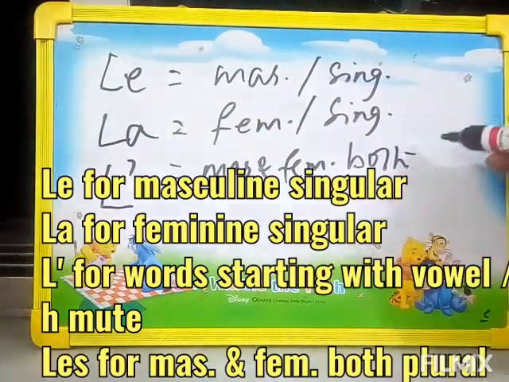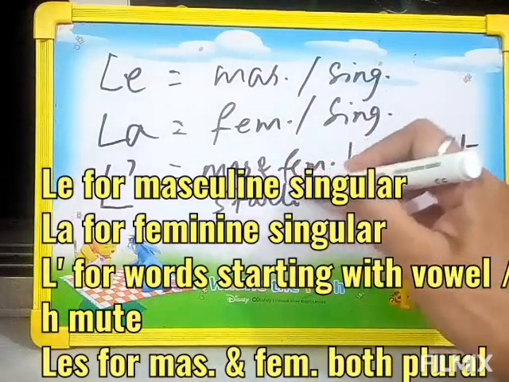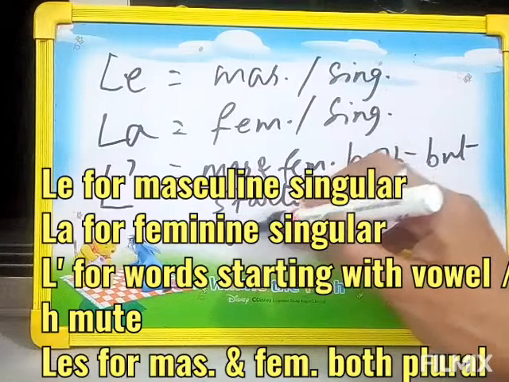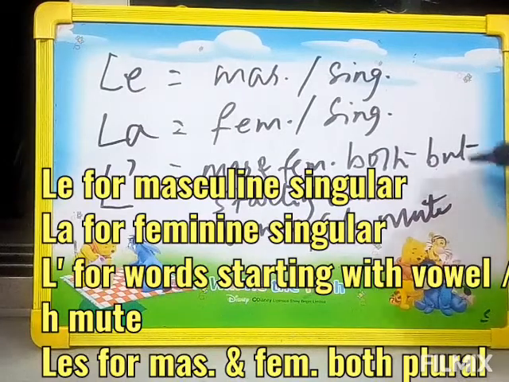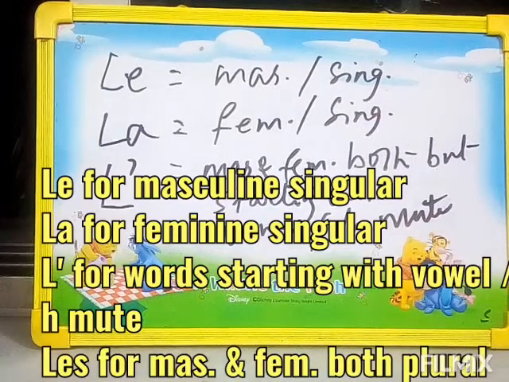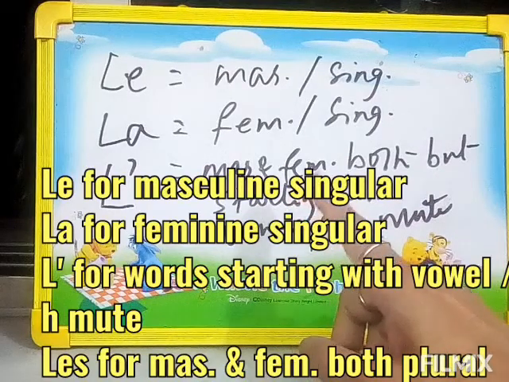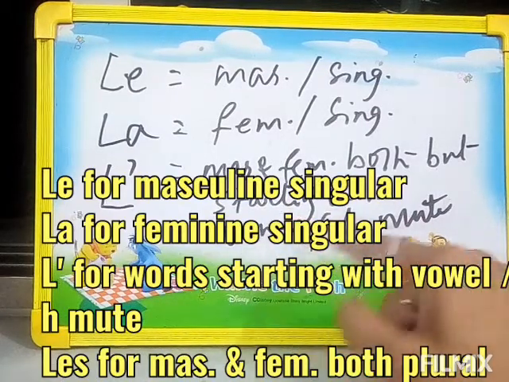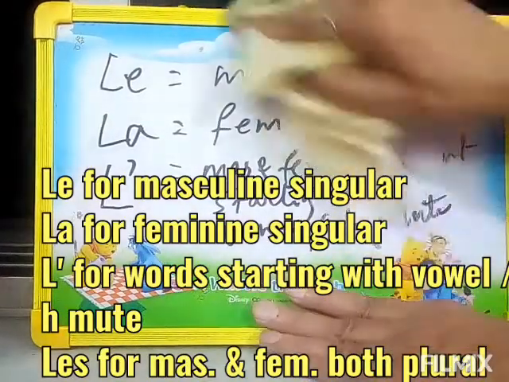But in which cases? Starting with a vowel or H mute. In those cases, L apostrophe will be used. Say, le for masculine singular, la for feminine singular, and L apostrophe for masculine and feminine both, but starting with a vowel or H mute. So I am showing you some examples.